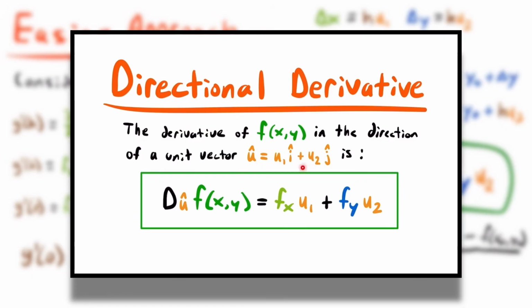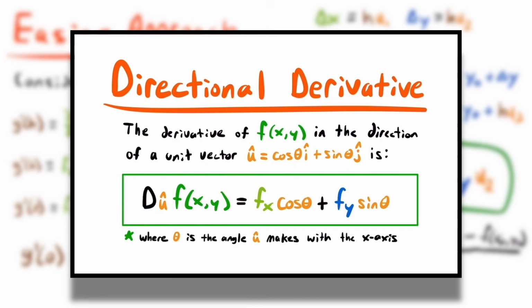and so here's what that looks like. We learned that a unit vector could also be represented like this. The unit vector u is equal to cosine theta times i plus sine theta times j. In other words, the x component would be cosine theta and the y component would be sine theta, where theta is the angle that the unit vector u makes with the x-axis.